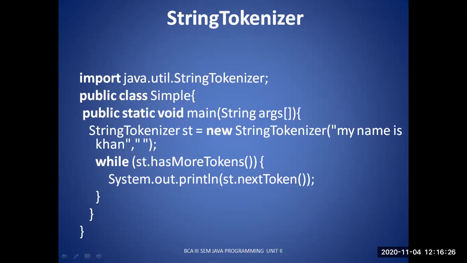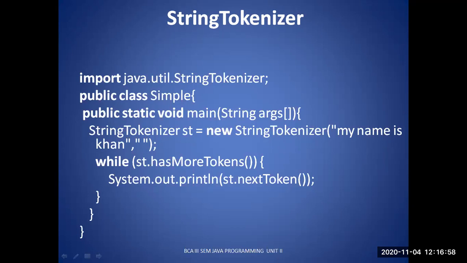So it is accepting a string with the delimiter as the space character here. And we can operate through this string tokenizer by using a method called hasMoreTokens. If it contains tokens, then display all the tokens. So the result of this program is: "my" will be displayed in the first line, "name" in the second line, "is" in the third line, and "Khan" in the fourth line.